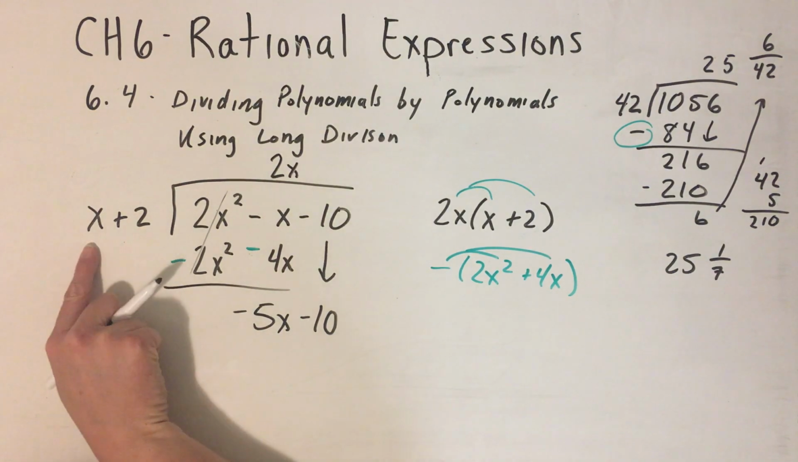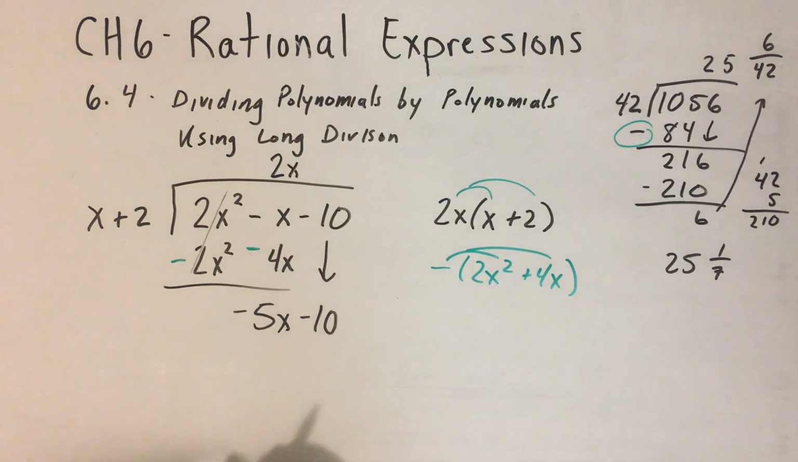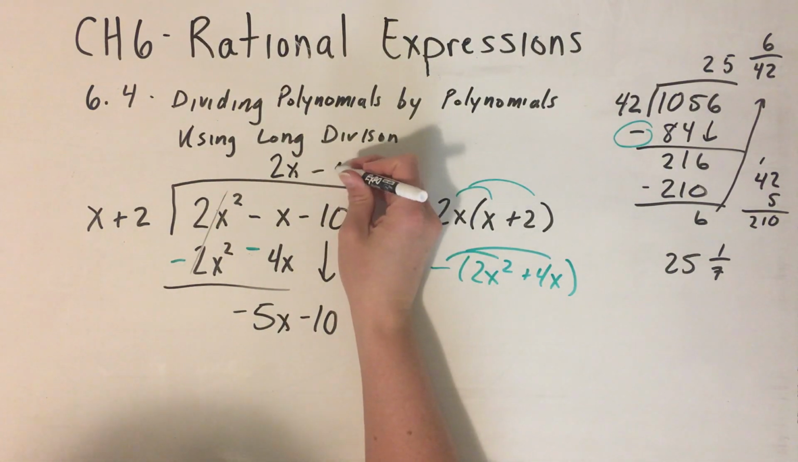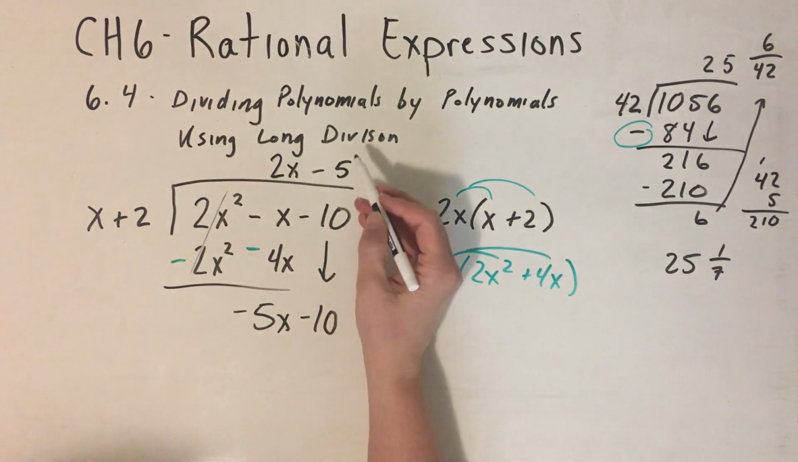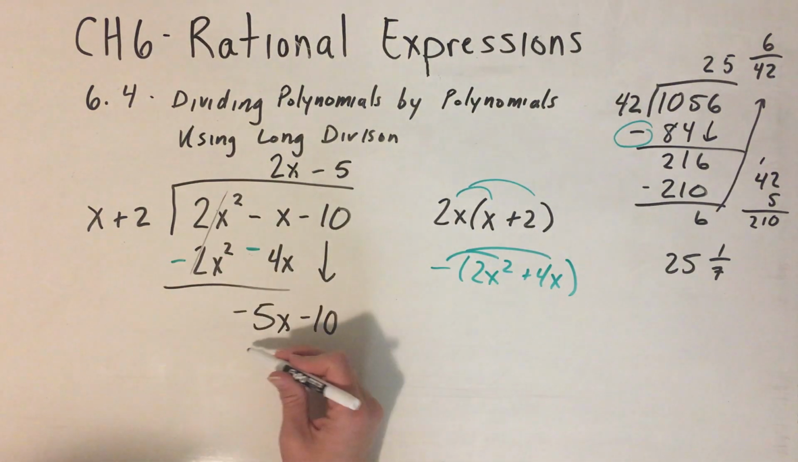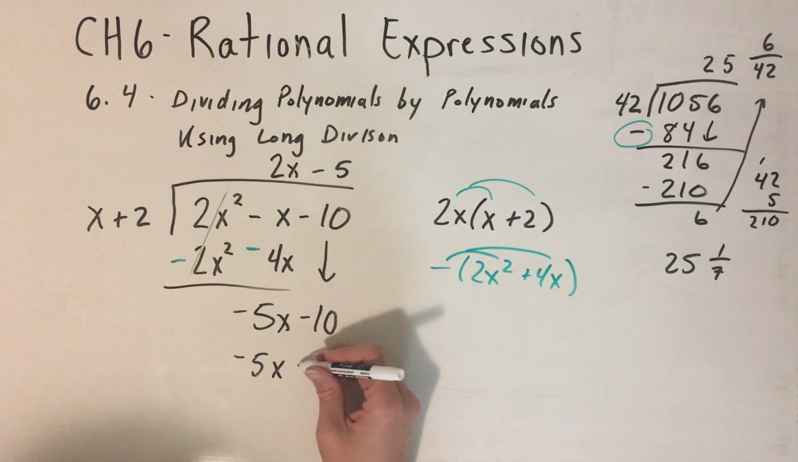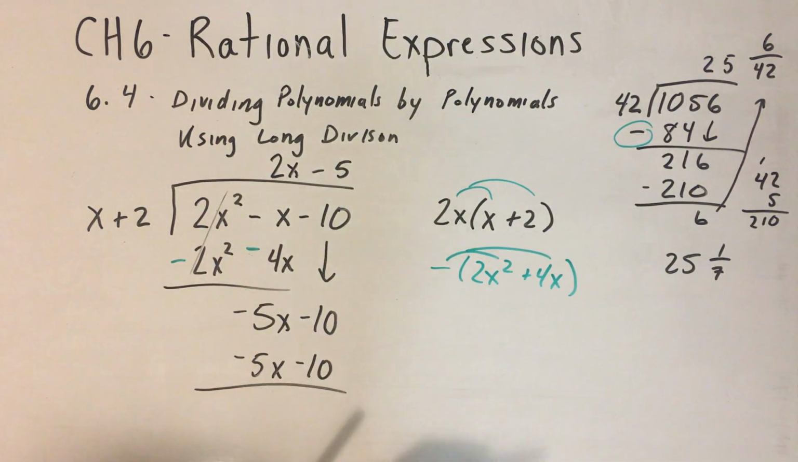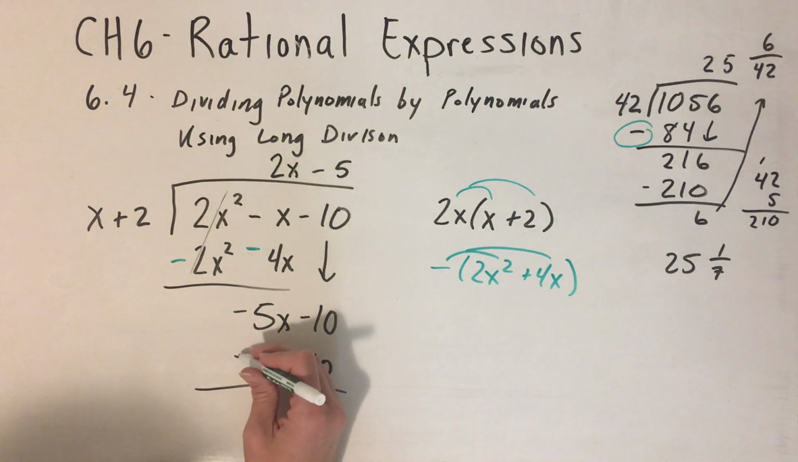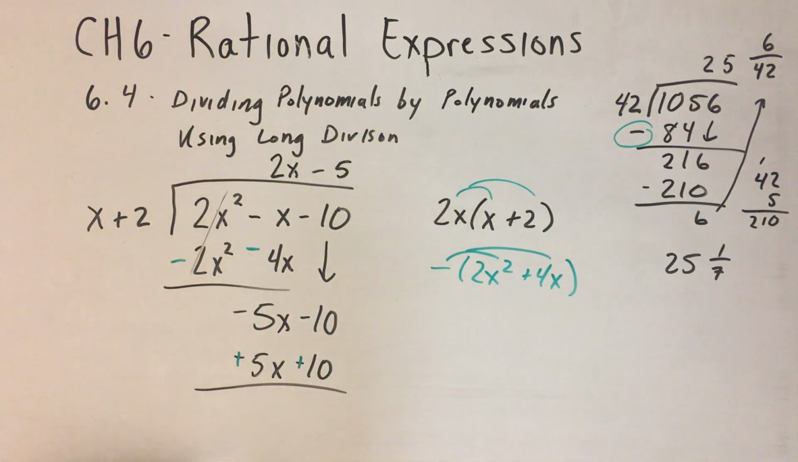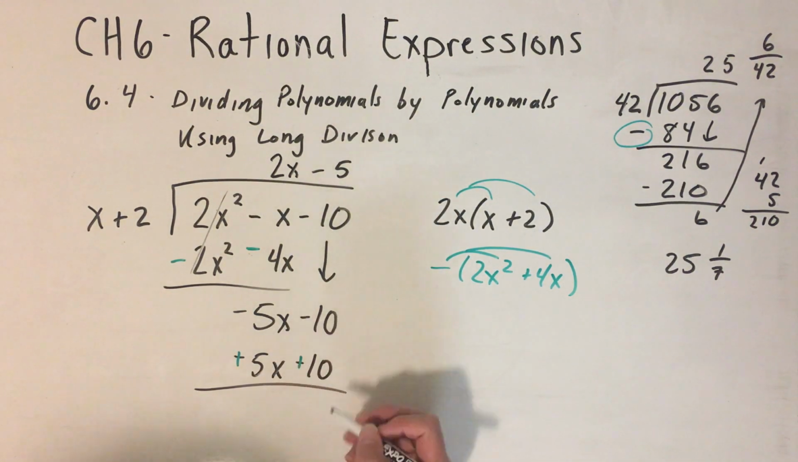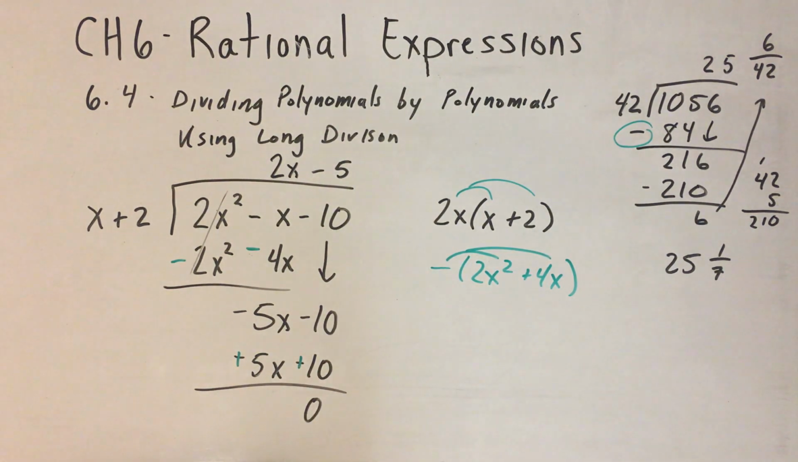What would I have to multiply x by to make it a negative 5x? The answer to that would be a negative 5. So if I take negative 5 and I multiply it by x, I get a negative 5x. If I take negative 5 and multiply it by 2, I get a negative 10. But remember, I'm subtracting, so both of these signs are going to change. Then when I do this subtraction or combine these like terms, I get a remainder of 0.